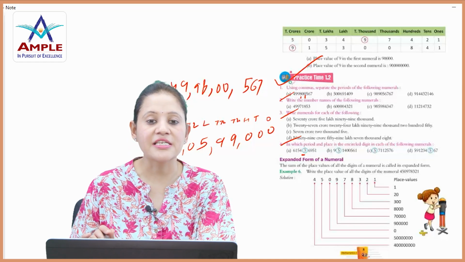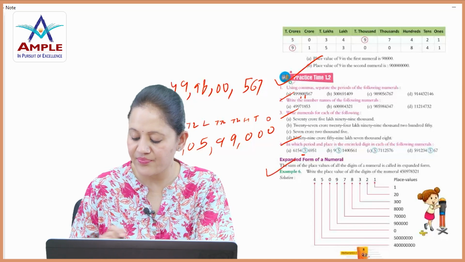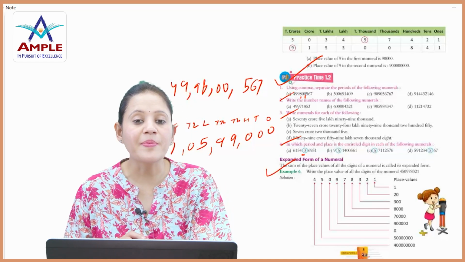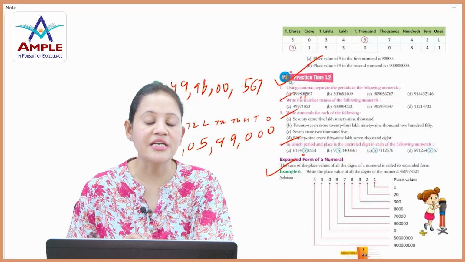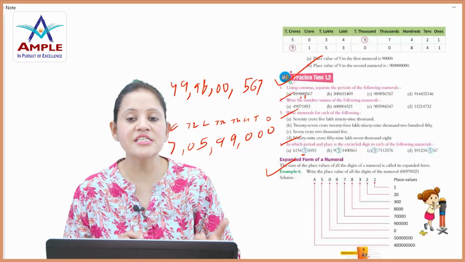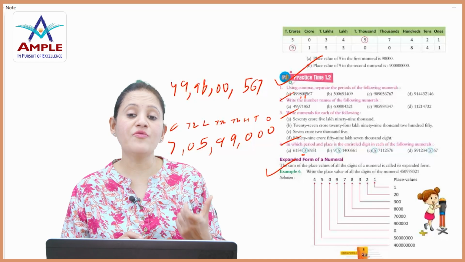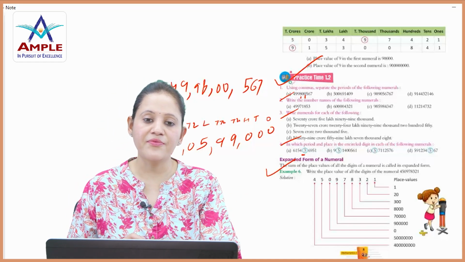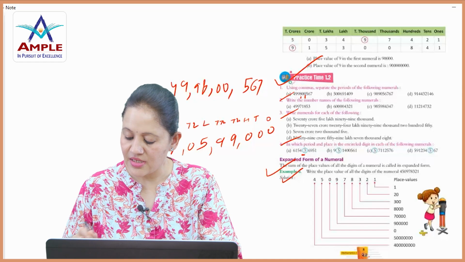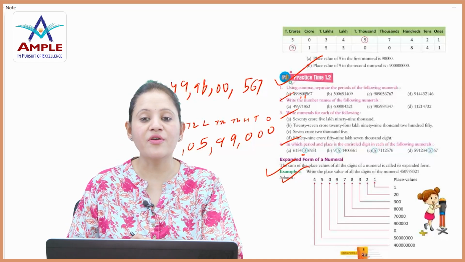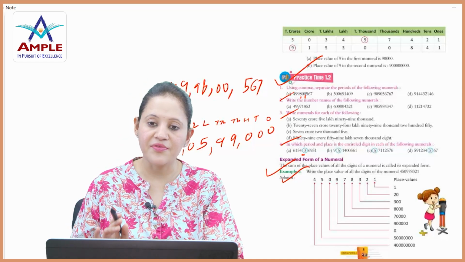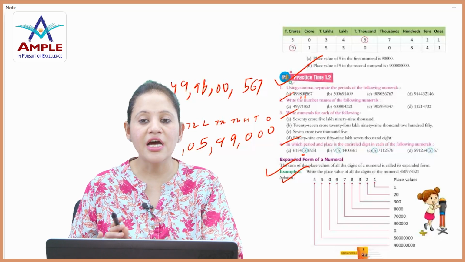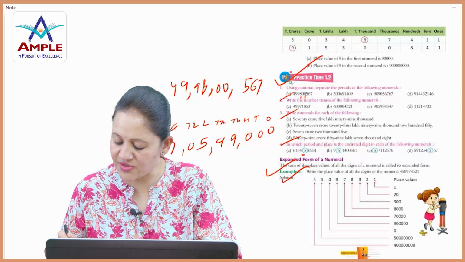Clear? Next, expanded form of the numerals. The sum of the place values of all the digits of a numeral is called the expanded form. When we write a number in the form of the sum of its place values, that is called the expanded form of the given number. For example, write the place value of the digit of the numeral. So, a numeral is given here, we have to write its place value.